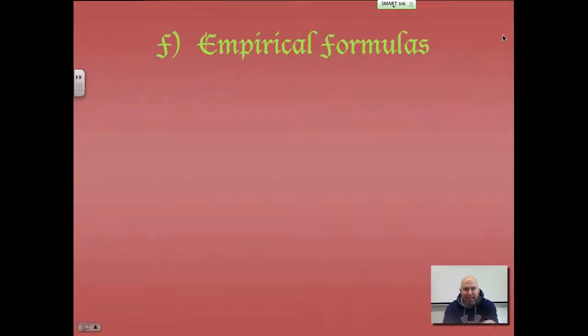All right, so the next unit we're going to be talking about, or the next set of slides, I should say, is empirical formulas. It sounds kind of crazy, empirical formulas, but it's really pretty straightforward stuff. An empirical formula is the simplest whole number ratio of elements in a compound. The simplest whole number ratio of all those elements in a compound.